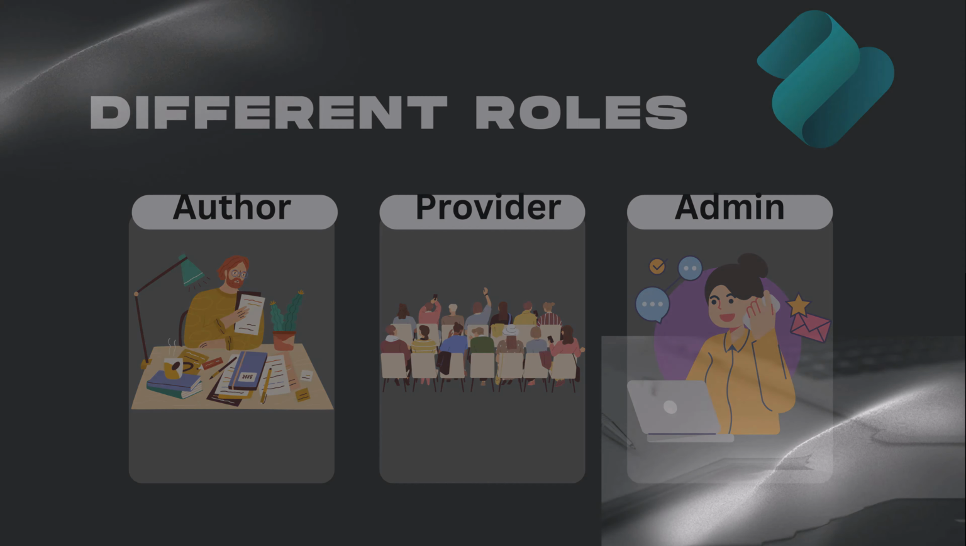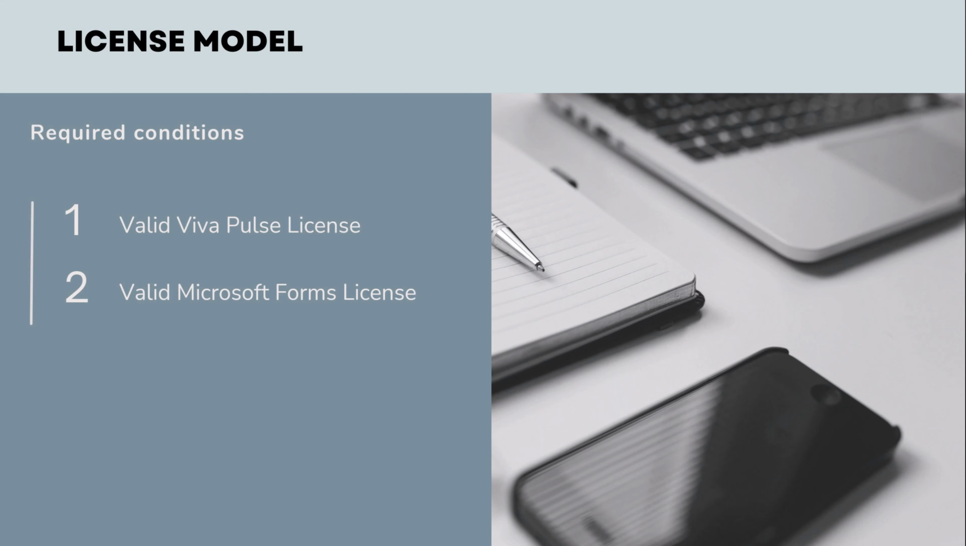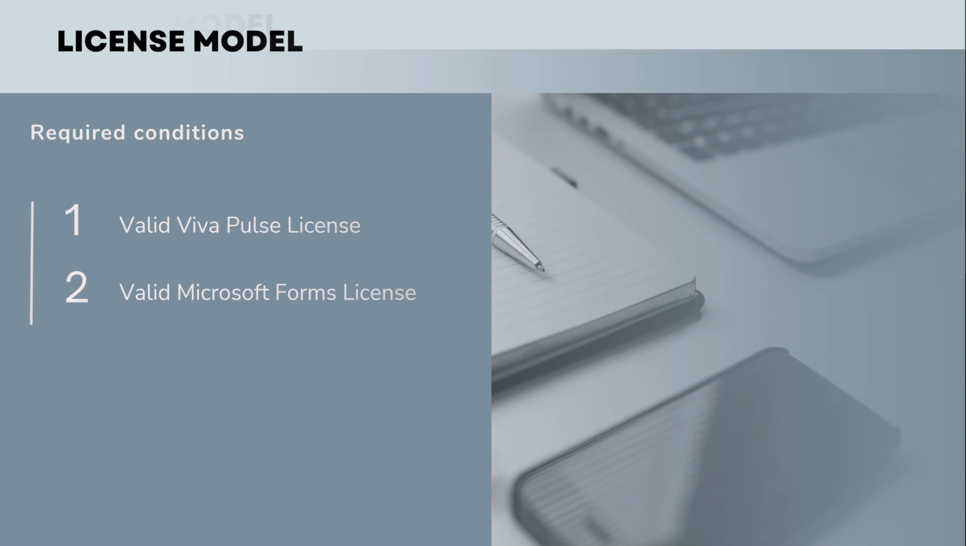Now, let's also go ahead and talk a little bit about the licensing model. So the required conditions as far as the licenses go for Viva Pulse is you need to have a valid Viva Pulse license and a valid Microsoft Forms license. And I'll deep dive a little bit into who needs access to that, but these are the two main requirements.